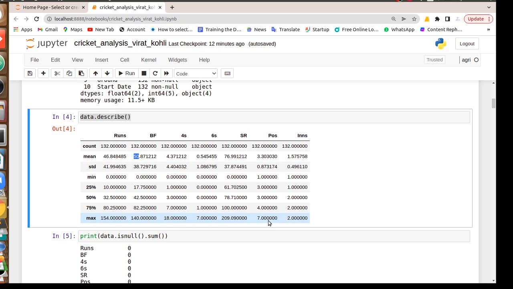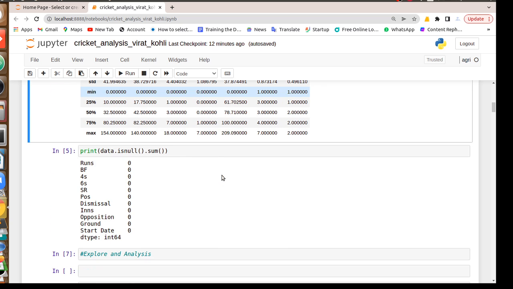About position, his mean position is 3. At maximum he comes at 3 and plays. 75% of the time he comes at 4. 50% of the time he plays at position 3, 25% at 3, like that.